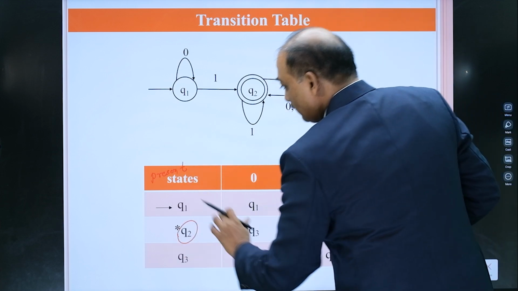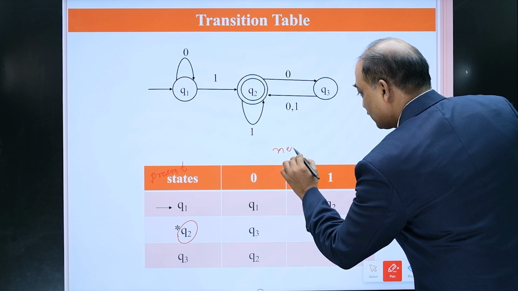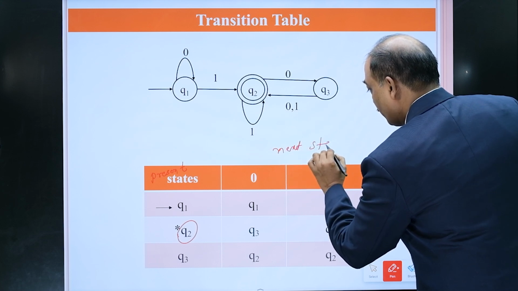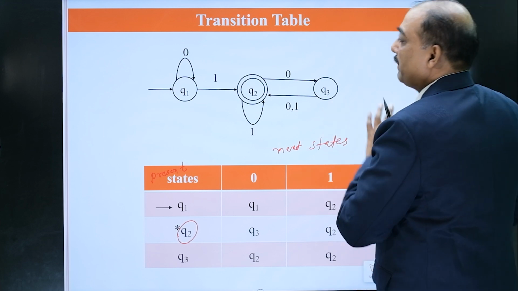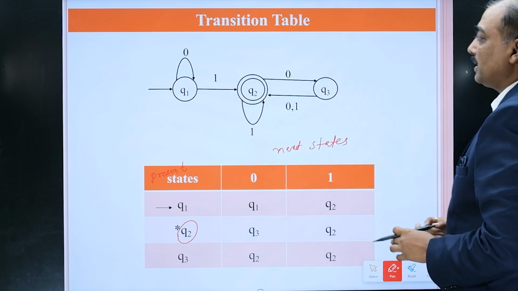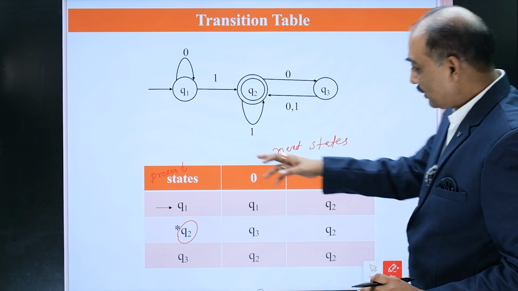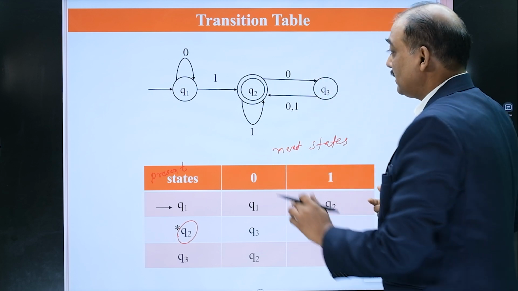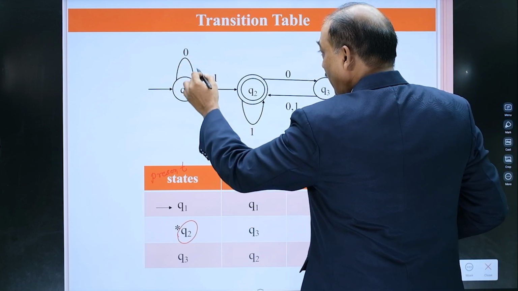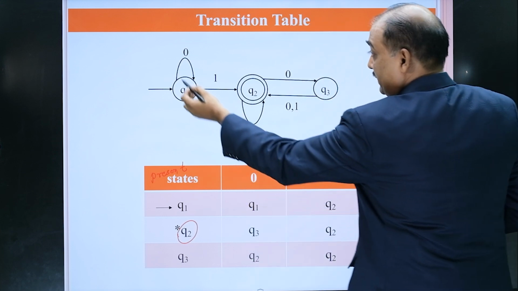Now this is about the present states. Next column will be of next state. In next states, I'll be applying whatever sigma is there. You can easily understand what sigma is: it is 0 and 1. I'll have 0 and 1. Now on this state Q1, what happens if I apply 0? You can see on Q1, if I apply 0, I will transit into state Q1, no change in the state.